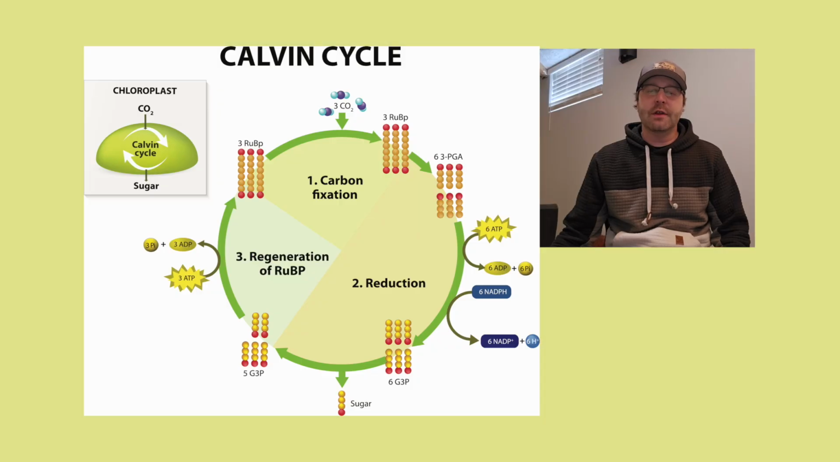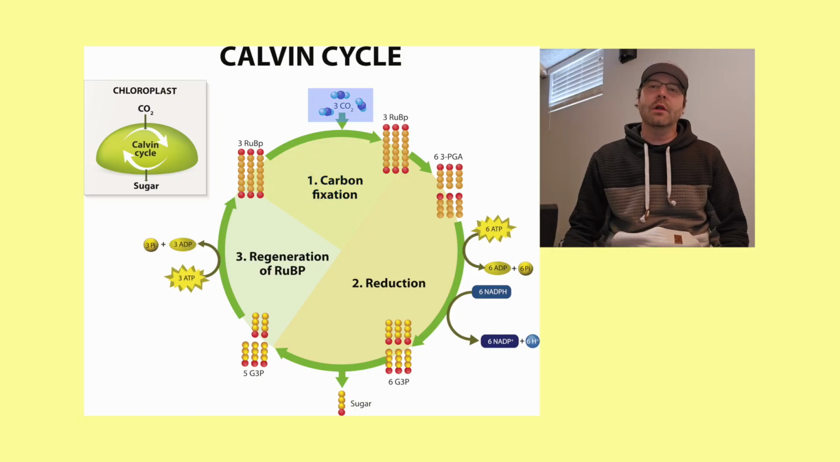So the main purpose of the Calvin cycle is to take carbon dioxide from the atmosphere and turn it into energy-rich sugar molecules. The Calvin cycle can be divided into 3 major stages. So the first stage is carbon fixation. In this stage, CO2 molecules enter the chloroplast and attach to a 5-carbon sugar called RuBP.